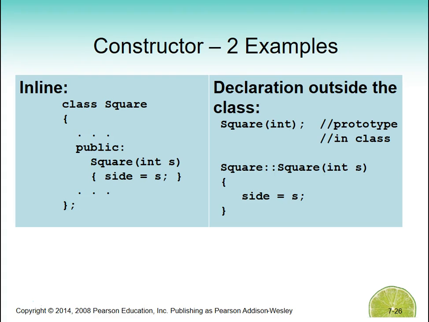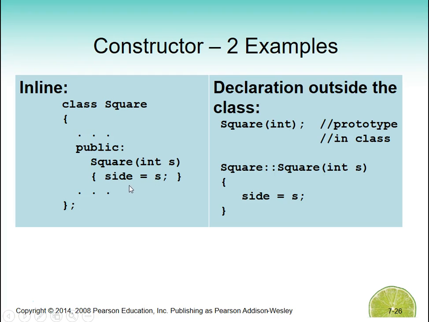For the square example, a constructor looks like this. When it's inline inside the class, the name of the class has to match. So the class is called square, the constructor is called square. And in this case, we pass in a value. This is called a parameterized constructor because it has a parameter, and then it sets the side variable.